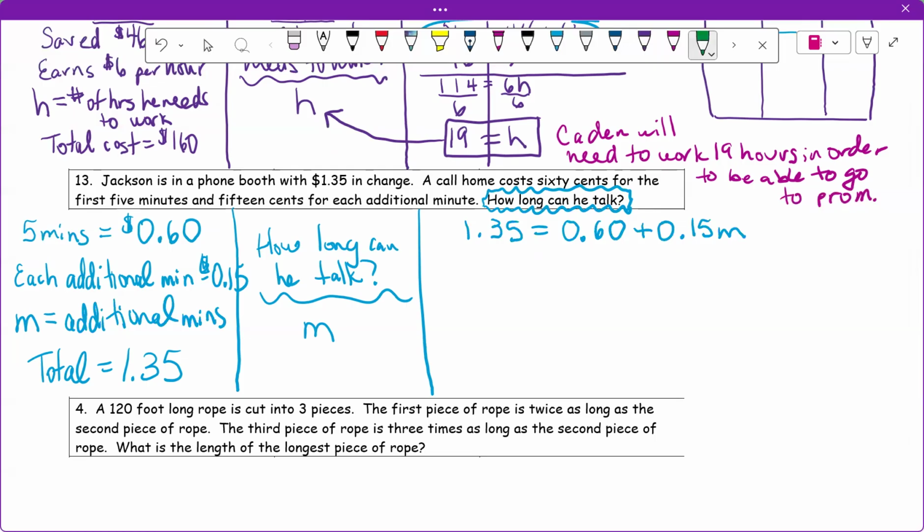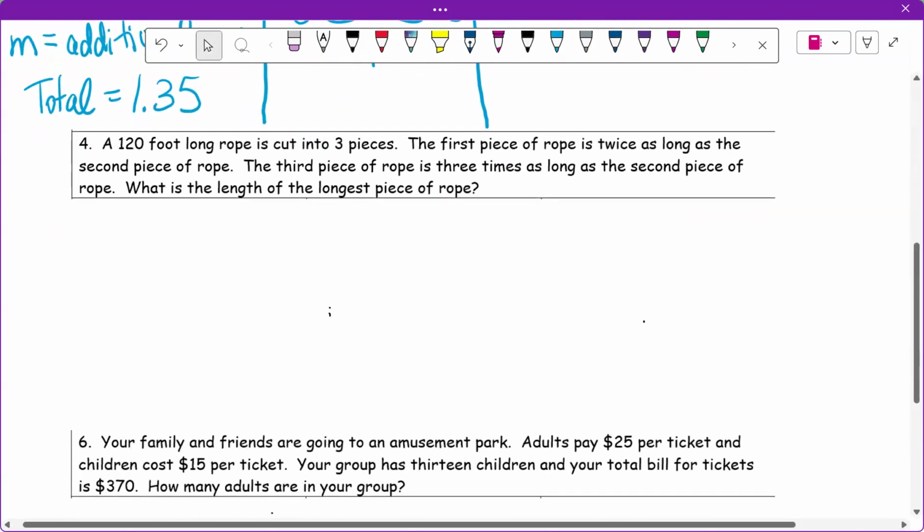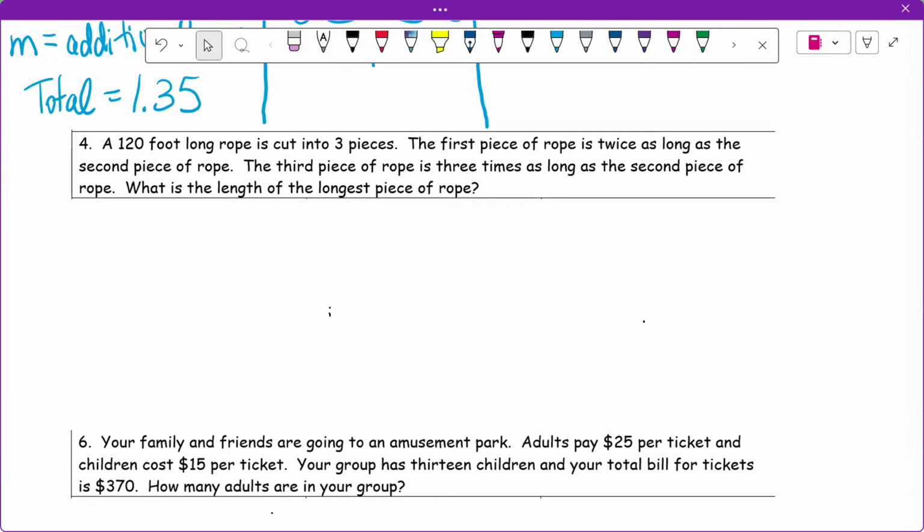Let's try a different variation. Skip a line. Here we go. A 120-foot long rope is cut into 3 pieces. The first piece of rope is twice as long as the second piece of rope. The third piece of rope is 3 times as long as the second piece of rope. What is the length of the longest piece of rope? There's a lot going on here. So let's start with our know box.